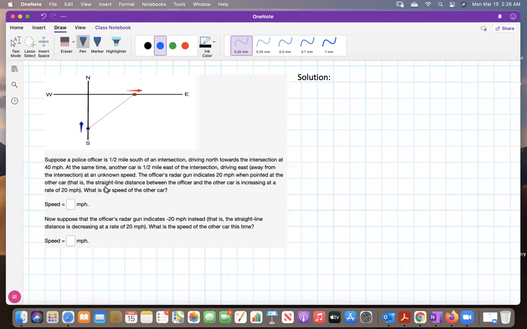That is, the straight line distance between the officer and the other car is increasing at a rate of 20 miles per hour. What is the speed of the other car?